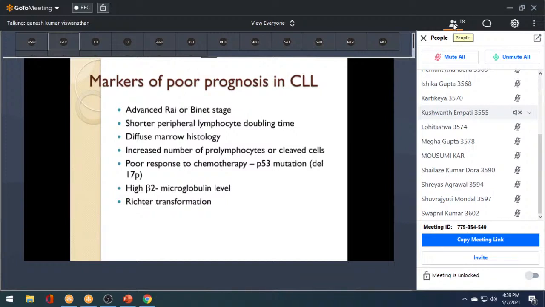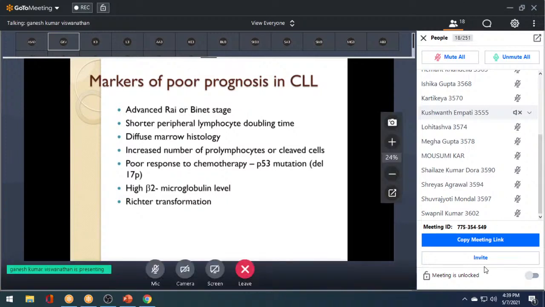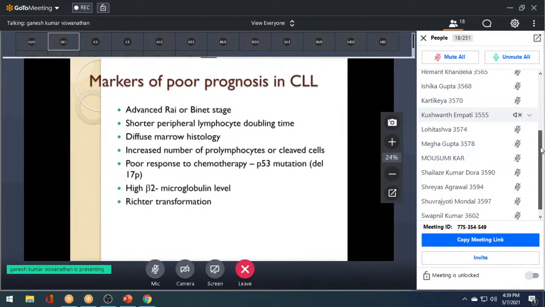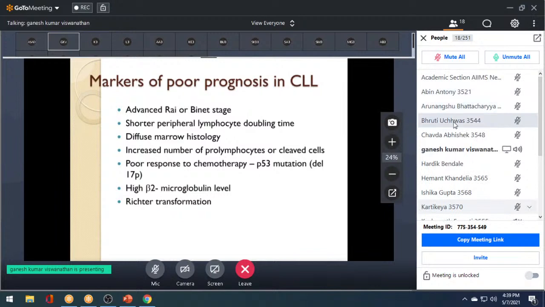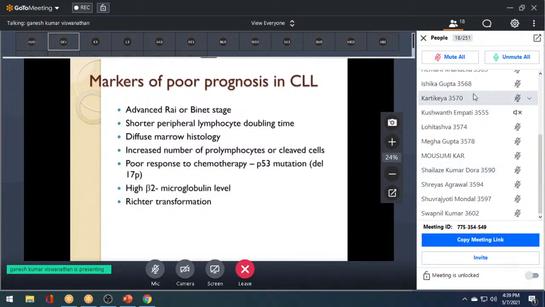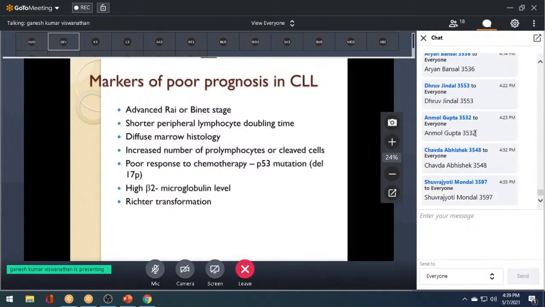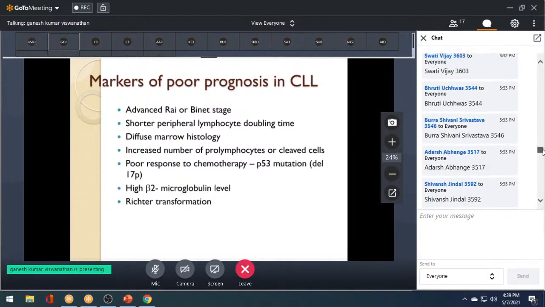Whereas if the time taken to go from 5,000 to 10,000 is 5 years, then you can understand that the disease progression is slow. In the bone marrow, if the involvement is diffuse, then again it indicates poorer prognosis compared to a nodular infiltration. And the presence of pro-lymphocytes or cleaved cells indicates disease progression. Pro-lymphocytes are larger lymphoid cells which look a little like blasts. They have opened up chromatin and prominent nucleoli, which indicates aggressive disease.